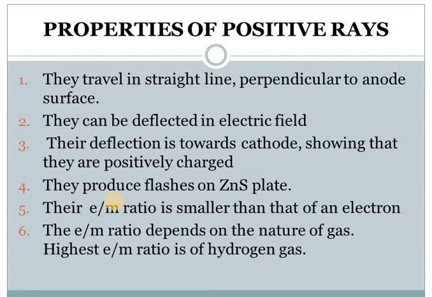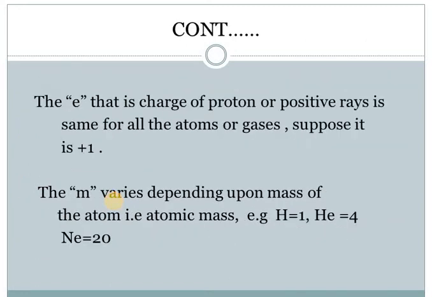This can be another objective over there. They can ask you that E by M ratio of positive rays are dash on the nature of the gas, dependent, independent, something like that. So it depends on the nature of the gas. Highest E by M ratio is that of hydrogen gas. Now we will prove how hydrogen has the highest E by M ratio when hydrogen atom itself is smaller. E by M basically means that it is charge to mass ratio.